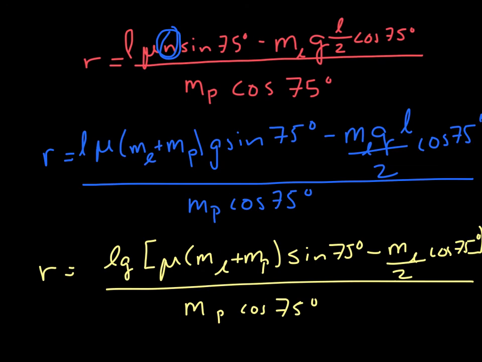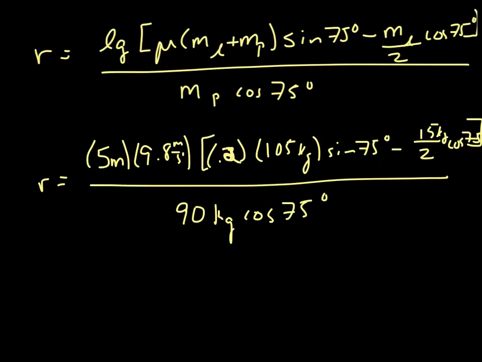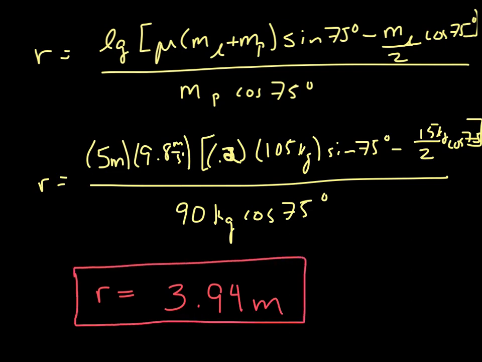And now we're going to plug in all of our numbers and see what happens. So when we plug in our numbers, L goes to 5 meters, G is 9.8, mu. I added these two masses together, and we get this. So that when you plug this into your calculator, you get a final answer of your radius is equal to 3.94 meters, which is how far this person can climb the ladder without it slipping. So one more example.